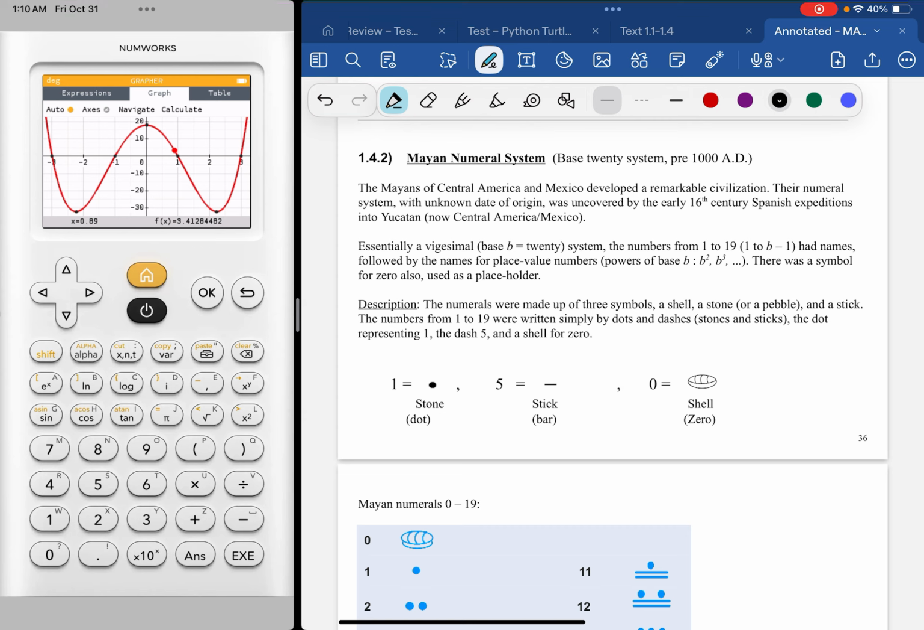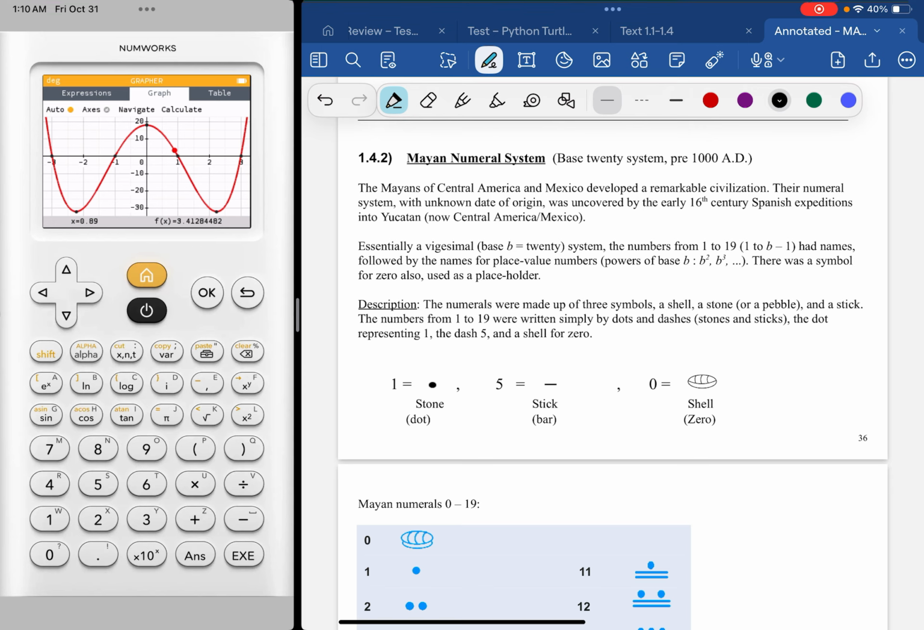We have a base 20 system. So instead of going 0 to 9, we're going from 1 to 19. Right. So, well, really 0 to 19, but in terms of the numeral values, we're thinking of counting numbers. All right. So that would be the non zero positive numbers.